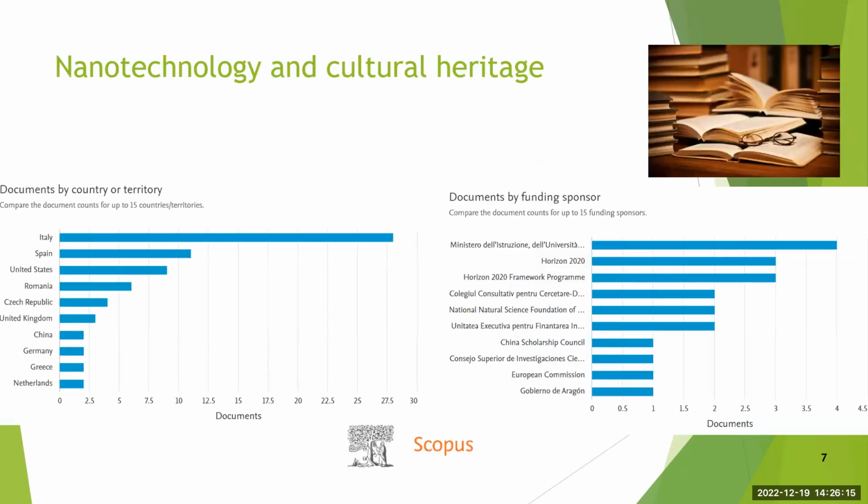And this is the analysis from Scopus that you can search by putting nanotechnology and cultural heritage, and it gives you some analysis regarding the documents related to each country, and also even the funding sponsors. And you could see that Italy is the leading country. That is because of the enriched culture it has in this topic, and also because the funding policies that are more dominant in Italy.